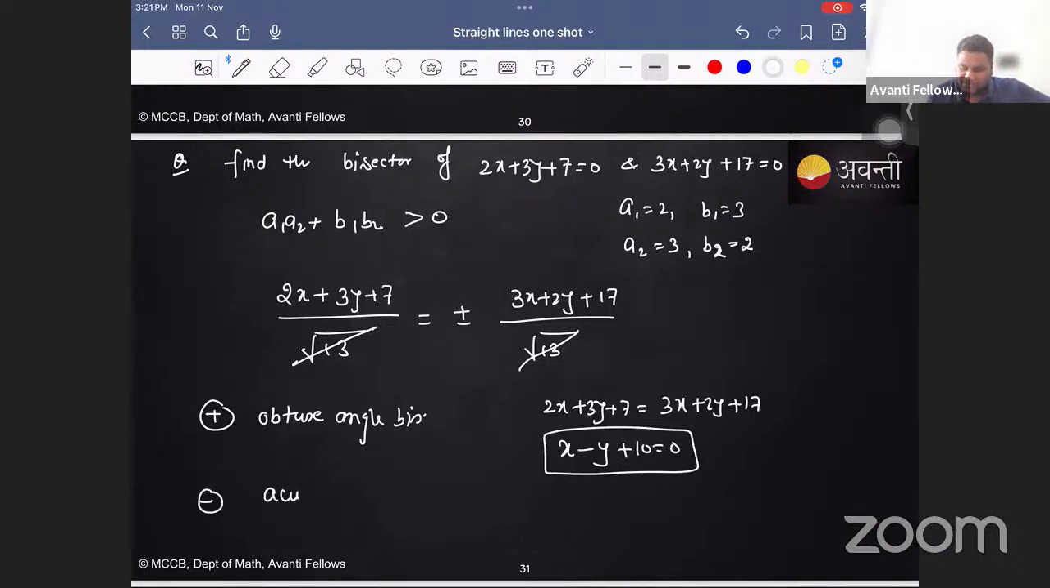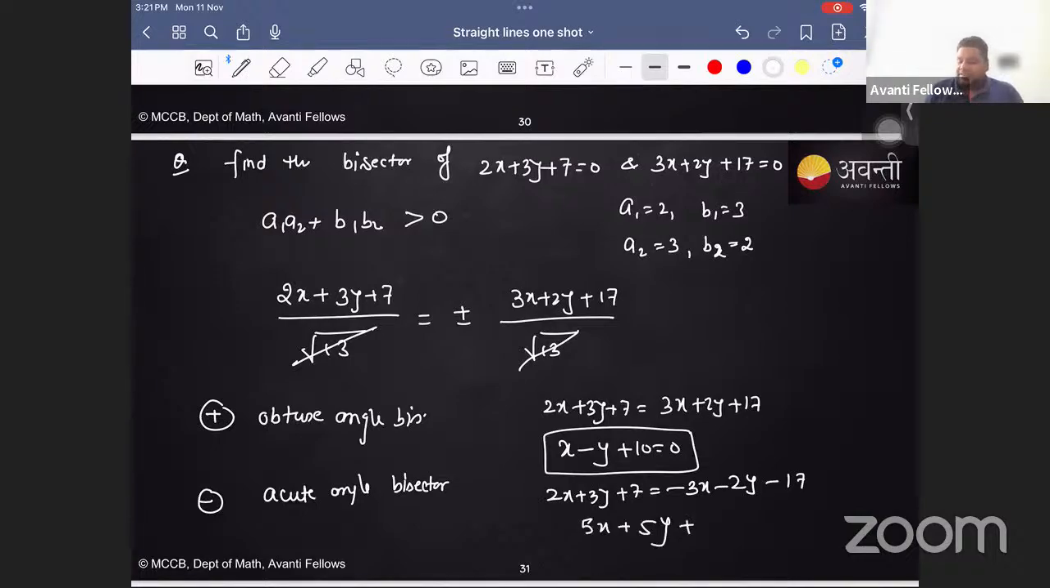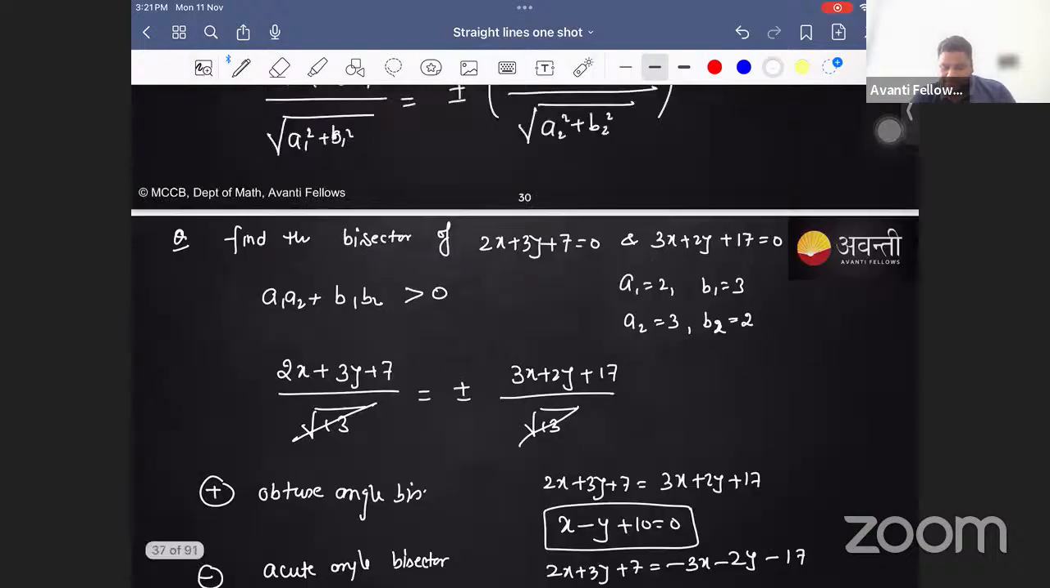With the negative sign, I get the acute angle bisector. That is 2x plus 3y plus 7 is minus 3x minus 2y minus 17. So it is 5x plus 5y plus 24 equal to 0. Got it? So this is how we obtain the acute bisector and the obtuse angled bisector. Am I clear?